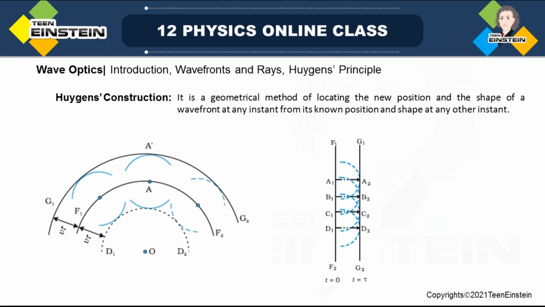Now we'll just see the Huygens construction. So what is this Huygens construction? It is actually a geometrical method of locating the new position and the shape of a wavefront at any instant from its known position and shape at any other instant. That means suppose you have a source of light. Here I am showing you, suppose I have a source of light over here.